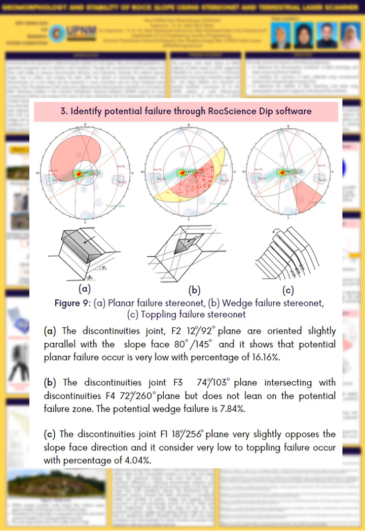Identify potential failure through RocScience Dips software. Figure 9a, planar failure Stereonet. The discontinuities joint F2 plane is oriented slightly parallel with the slope face, and it shows that the potential for planar failure to occur is very low, with a percentage of 16.16%.